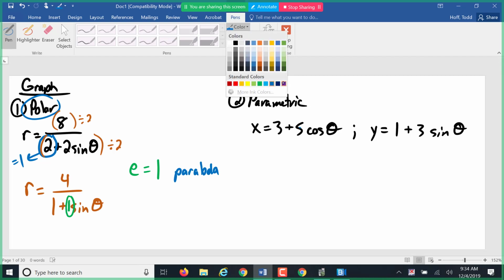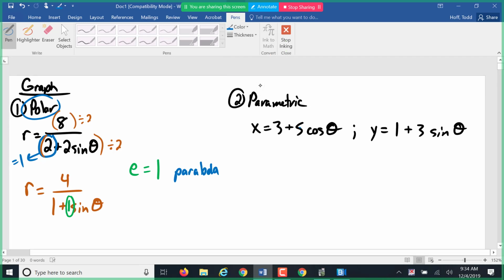Another piece of important information we can draw out of this. This top here is ep, or e rho, depending on how you want to pronounce it, is equal to 4. Since we know that e equals 1, that means 1 times p equals 4. So p equals 4. Remember, p is the distance from the focus to the directrix.